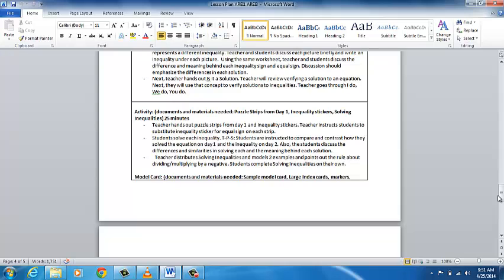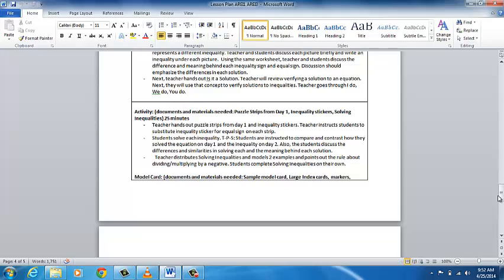The difference here is that the teacher will instruct students to substitute the inequality sticker for the equal sign on each strip. When the students solve each inequality, there's going to be a TPS, a think, pair, share, and students will be instructed to compare and contrast how they solved the equation on day 1 and the inequality on day 2. They'll also discuss the differences and similarities in solving each and the meaning behind each solution.